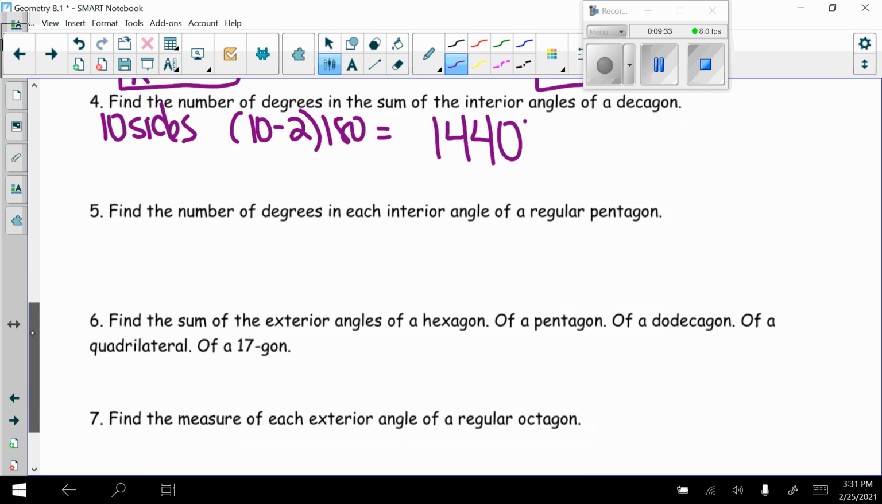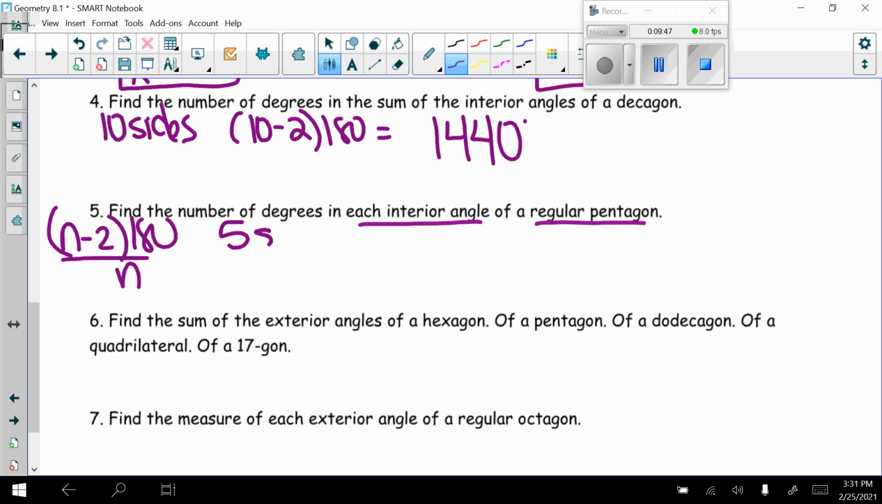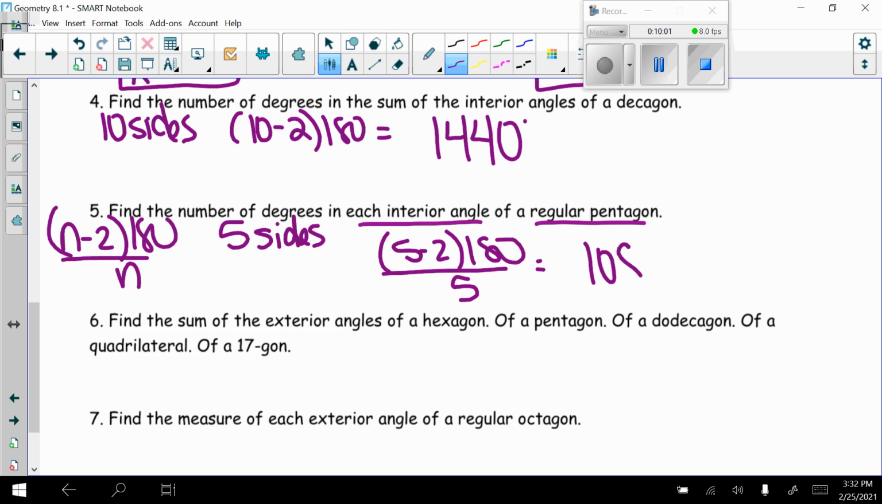And then the number of degrees in each interior angle of a regular pentagon, okay? So here it says each interior angle of a regular pentagon. So this is where we do the n minus 2 times 180 divided by n. A pentagon has 5 sides. So we would say 5 minus 2 times 180, all that divided by 5. So 3 times 180 divided by 5, 108 degrees. So each interior angle of a regular pentagon is 108 degrees.